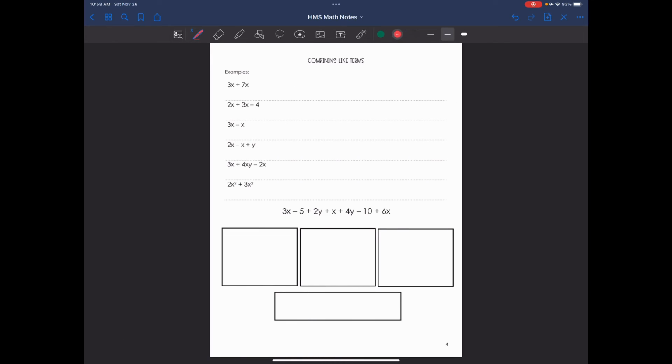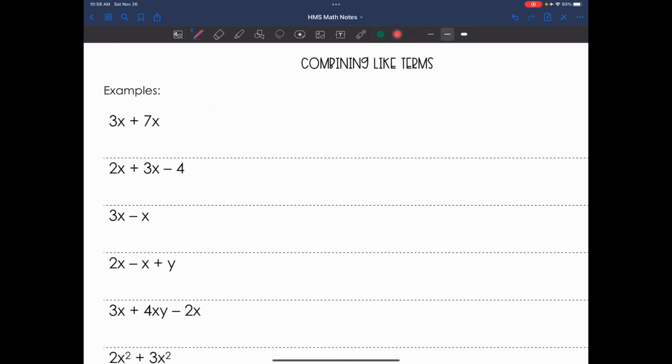Last page for today's notes. I know we're doing a lot, but that's fine. We can do it. All right, 3x plus 7x. If I actually write this out, if I have 3 x's plus 7 x's, right? They're all the same. So I can just put them all together. 3 plus 7 does equal 10. So I would just write 10x and not actually write out 10 x's because that would be silly.